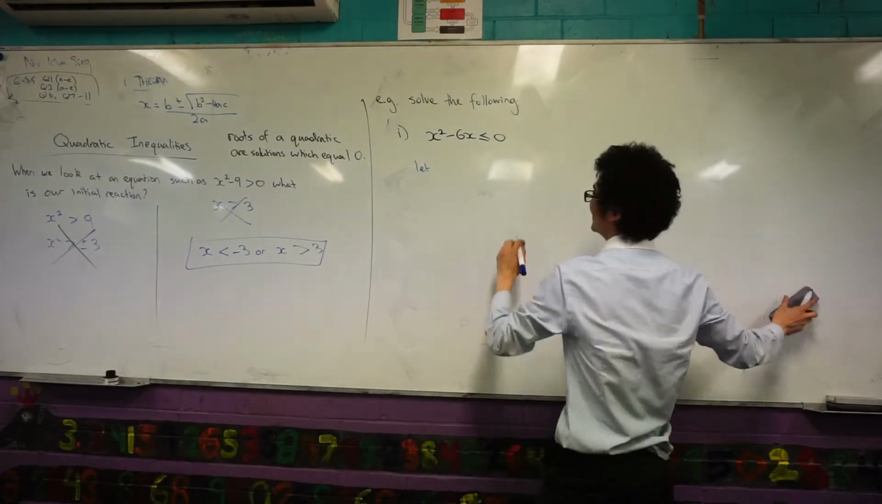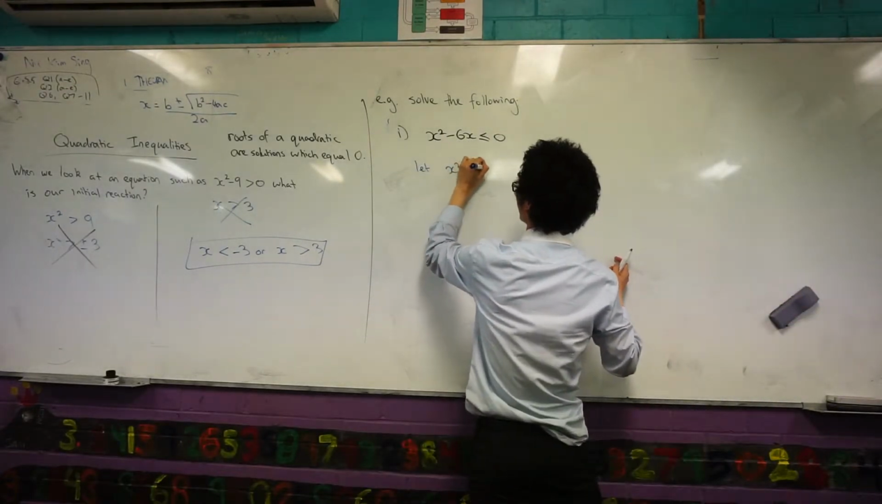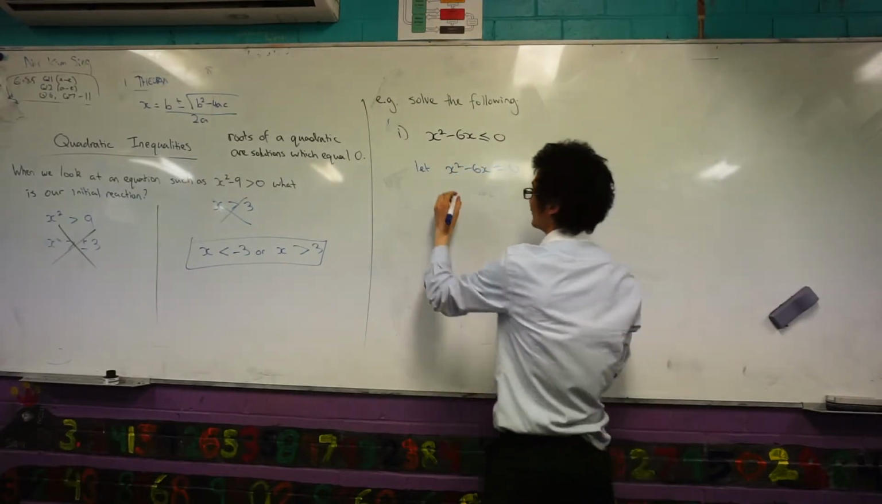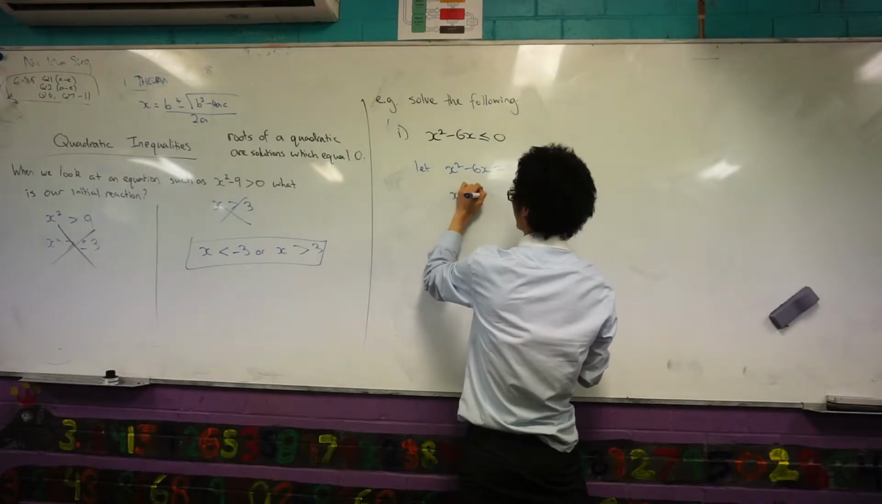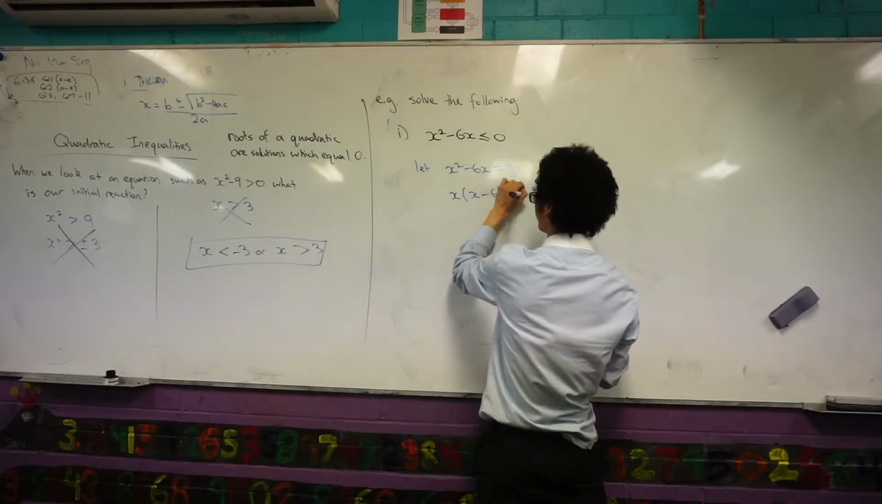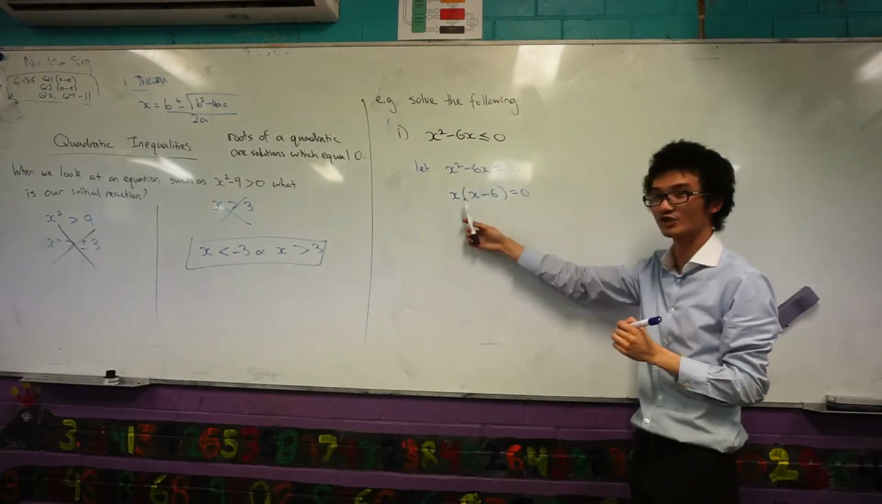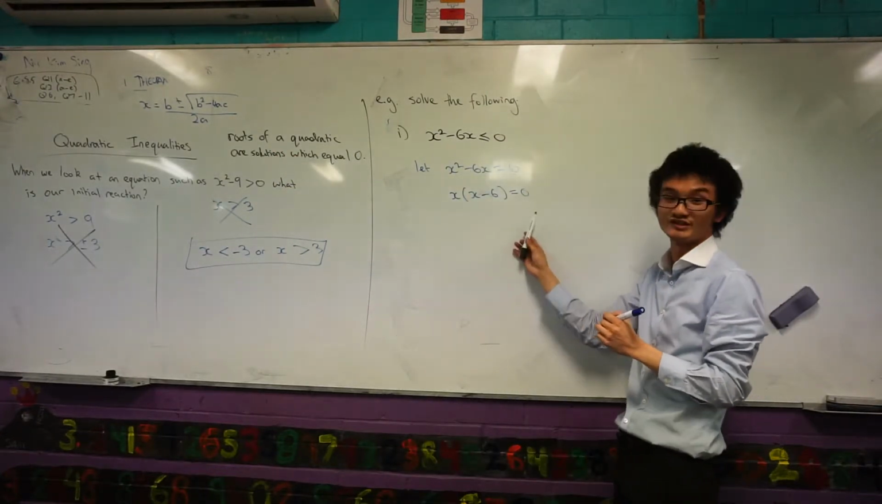Okay, what was that? Well, let x squared minus 6x equal 0. And then here we want to factorize, so it's going to give us some information about the graph. x outside of x minus 6 equals 0. And then we really want to find out where our roots occur. Our roots are going to occur when this equation is equal to 0.